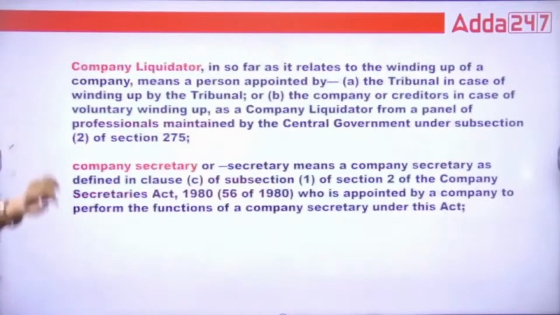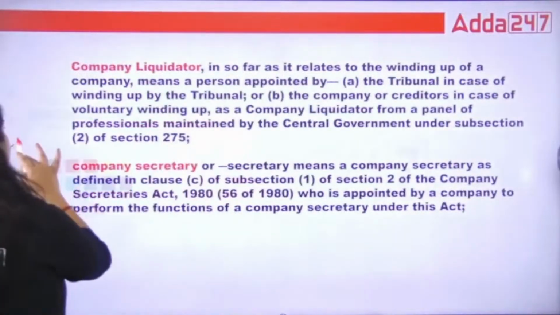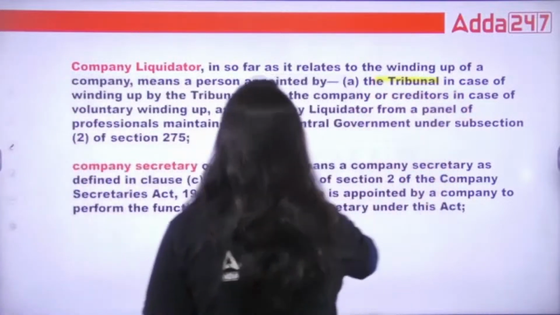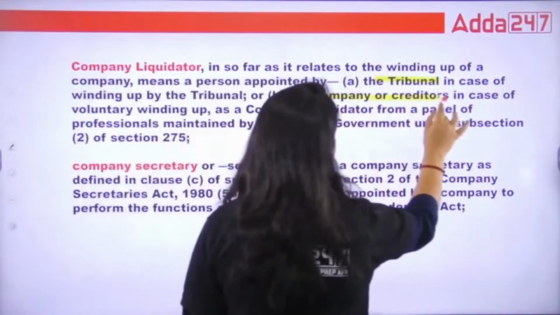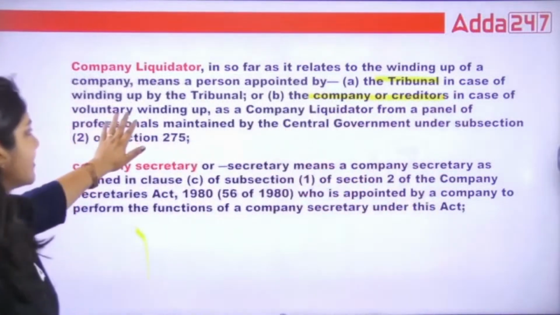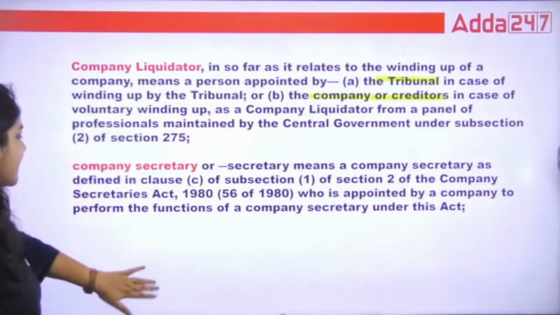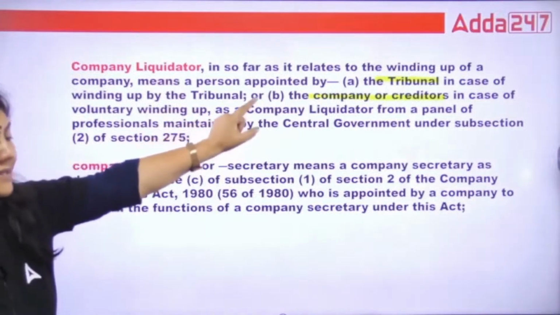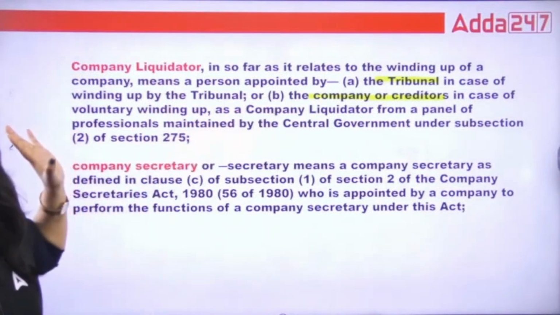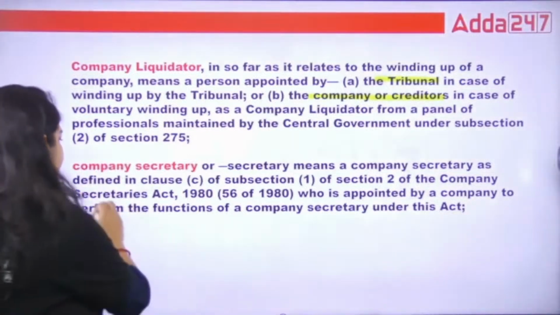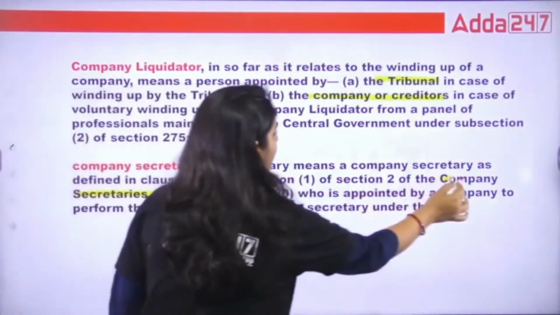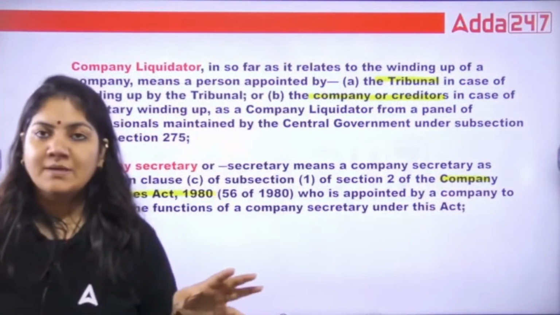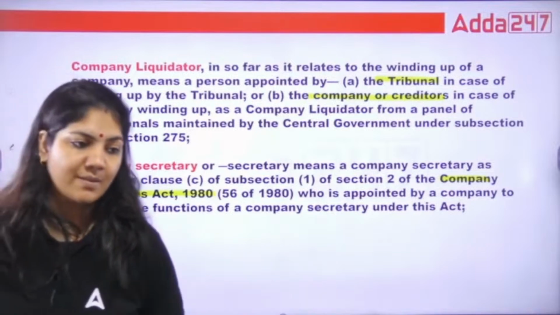Done. Next, company liquidator. The company liquidator is basically appointed by tribunals, and in the case of voluntary wind up, the company and the creditor will appoint the liquidator. What is company secretary? Under the Company Secretaries Act, this is a post that works in the company. Just like chartered accountant, CS is also a post in the company.